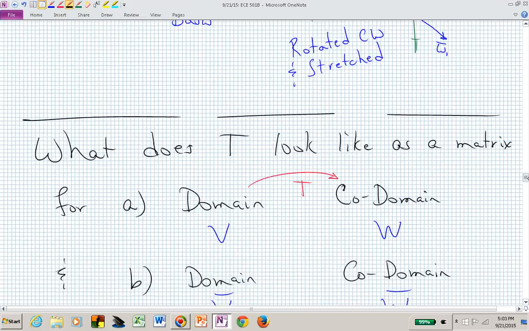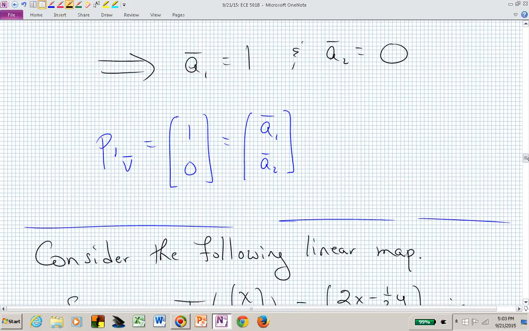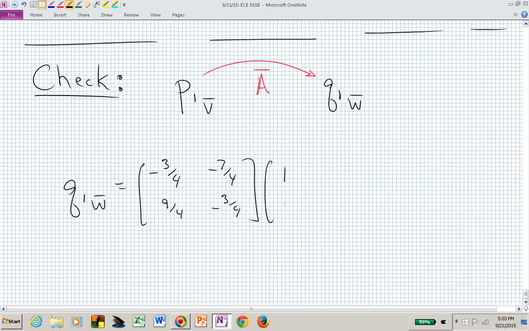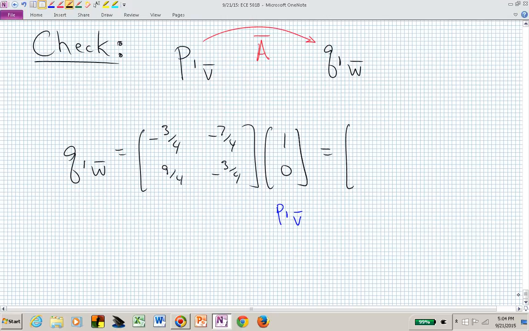Thought I had that somewhere. It's just 1, 0, isn't it? This is now P1 in the V bar. Good, I don't have to do too much math. This post-multiplying by a column 1, 0 is really just going to copy the first column of A bar, is another way of thinking of this multiplication.